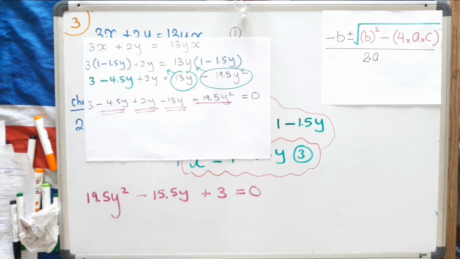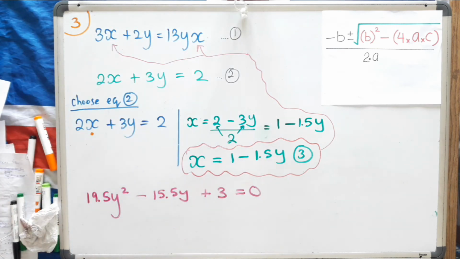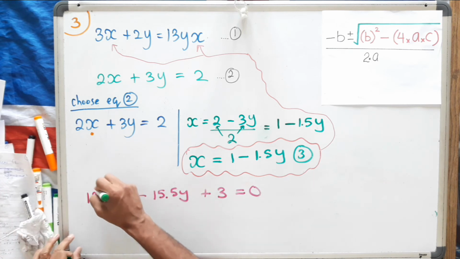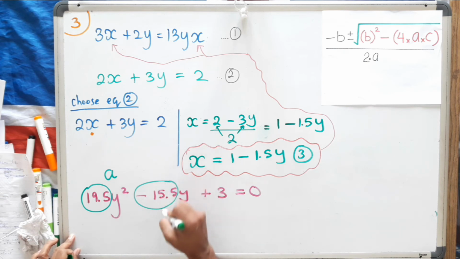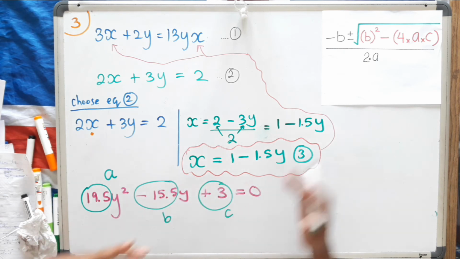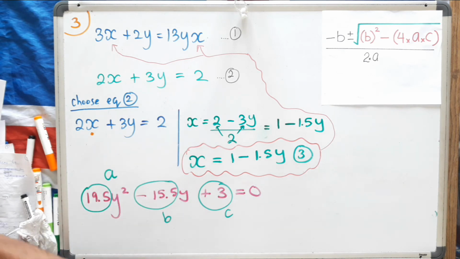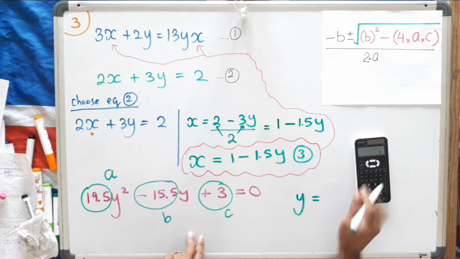So this here is a quadratic equation. We have y squared, y, and something without a y. So I'm going to move this scrapbooking aside. Right. The number touching y squared is a. The number touching y is b. And the 3 is c. Throw it into the quadratic equation. I'm going to use the shortcut on the calculator. We are solving for y, so we are supposed to get two values for y.